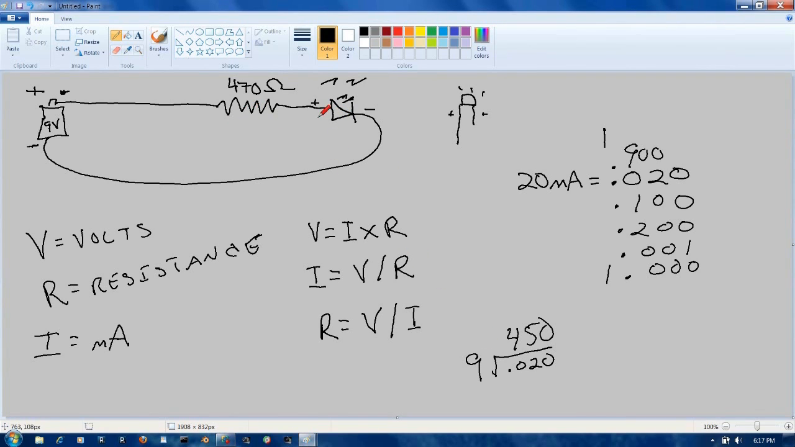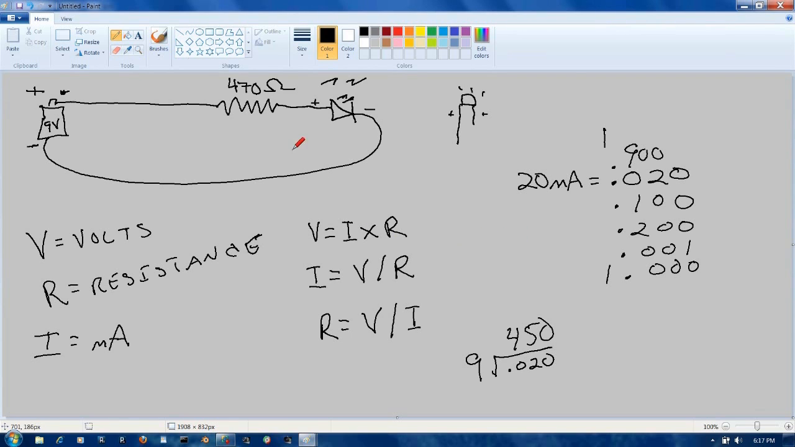Okay, so that's how we used Ohm's law to determine the resistor that we need within this circuit. If we have the amps and the resistance, we can find out what the volts are. If we have the volts and the resistance, we can find out what the milliamps need to be. If we have the volts and the amps, we can find out what the resistance needs to be. And to prove that, let's do a little bit of it right now.